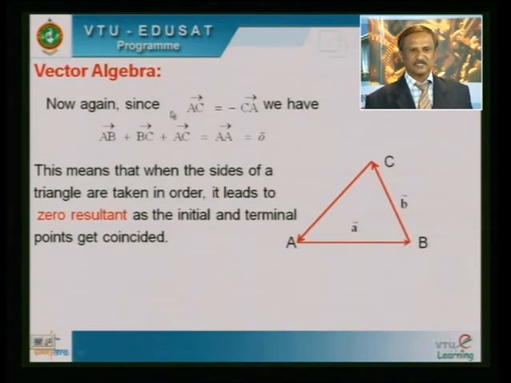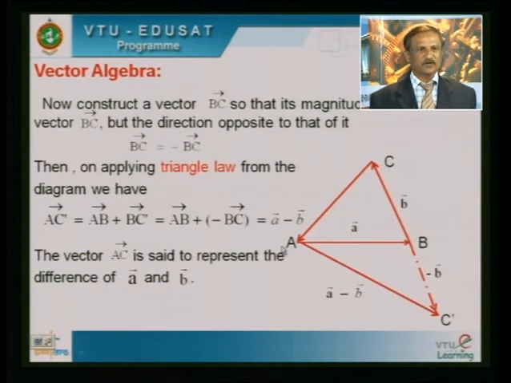Since AC is equal to minus CA, you can change the direction of AC. Suppose we consider AB plus BC plus CA. That is equal to AA, which is a null vector. It means that when the sides of a triangle are taken in order, it leads to zero resultant, as the initial and terminal points coincide. I hope you will note this particular point down.